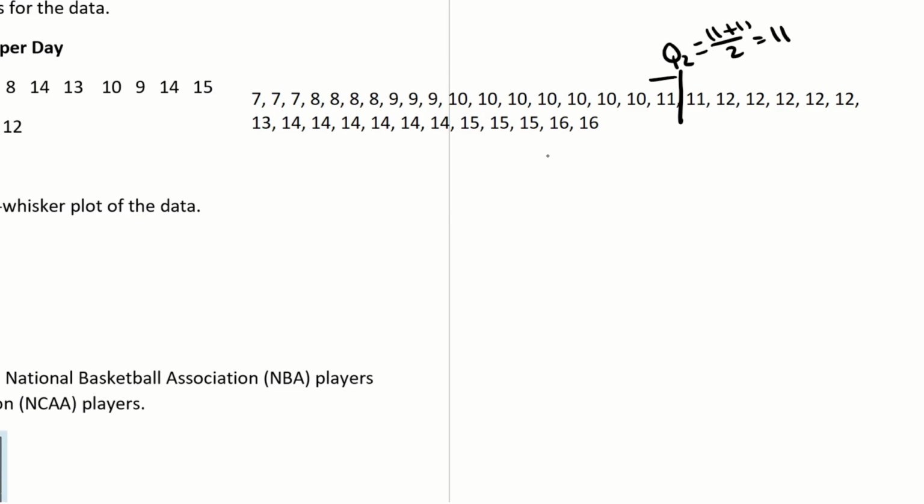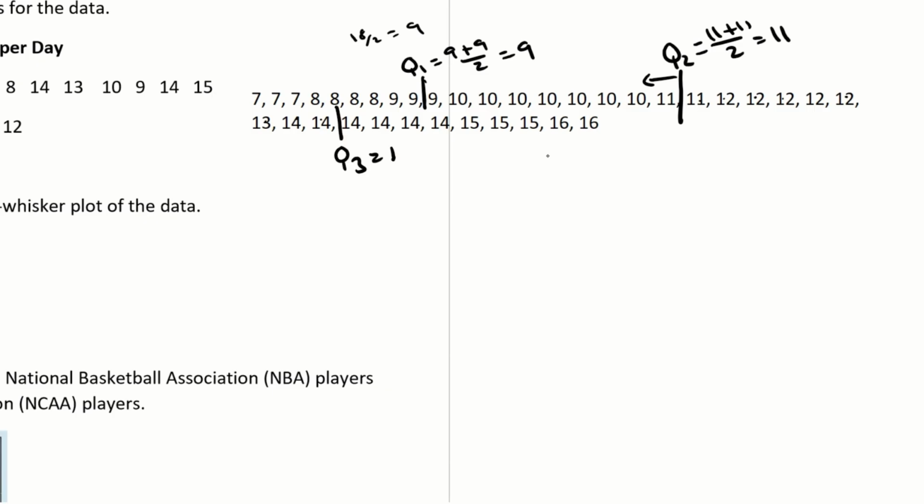And now we're going to look on the left side to find the first quartile. Now there are 18 numbers on the left side, so we also have two middle numbers here. So it's going to be between the 9th and the 10th number, because 18 divided by 2 is 9. So 1, 2, 3, 4, 5, 6, 7, 8, 9, between the 9th and the 10th number right there. That's your first quartile, which is 9 plus 9 divided by 2, which is just 9.